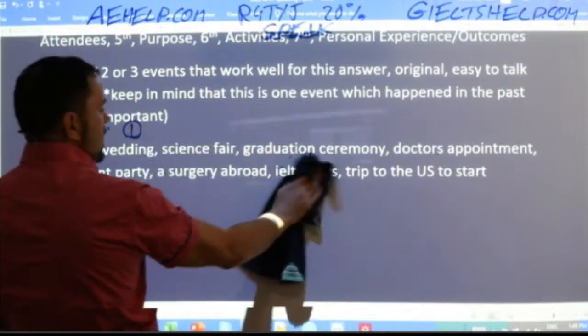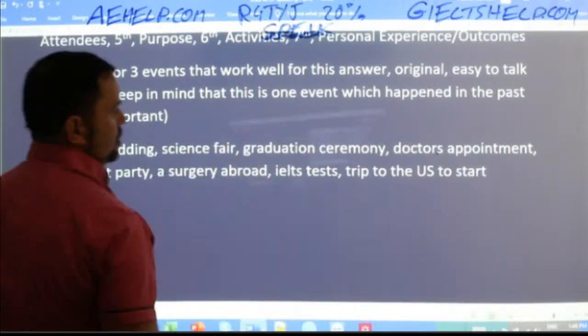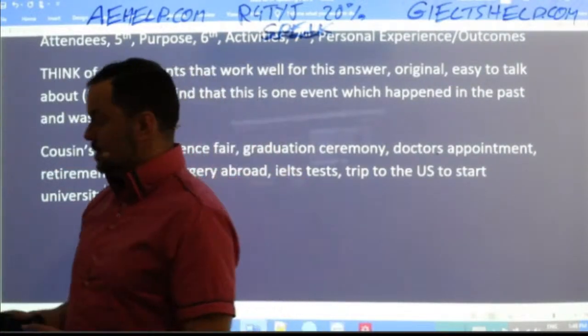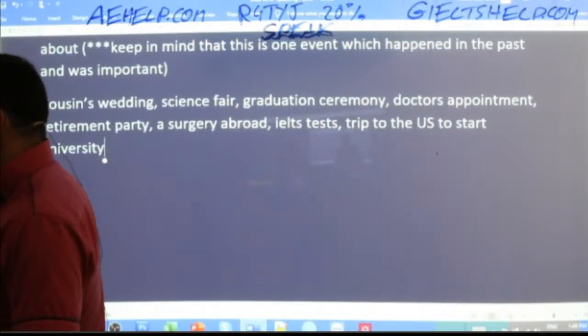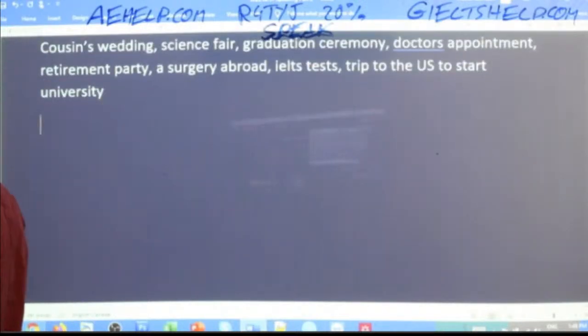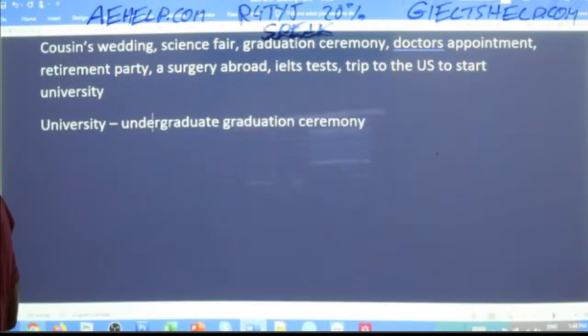Now, for graduation ceremony, of course, we have to choose the type of graduation ceremony, so high school or university. Okay, so let's go with university graduation ceremony. Okay, again, the more vocabulary, the better. All right, so we have the what.